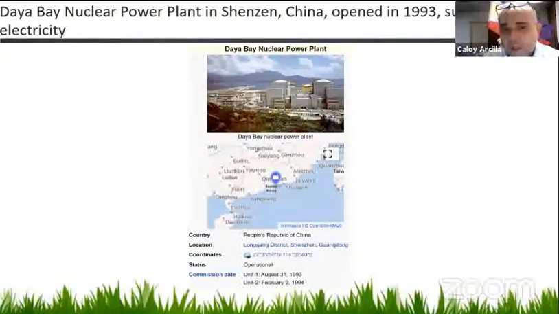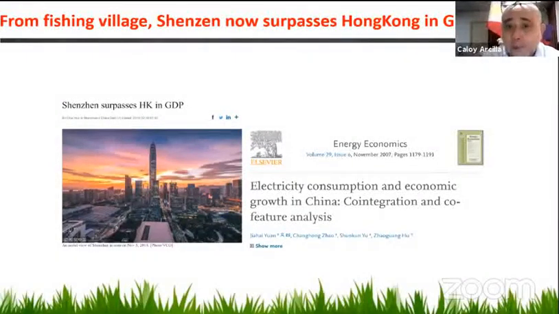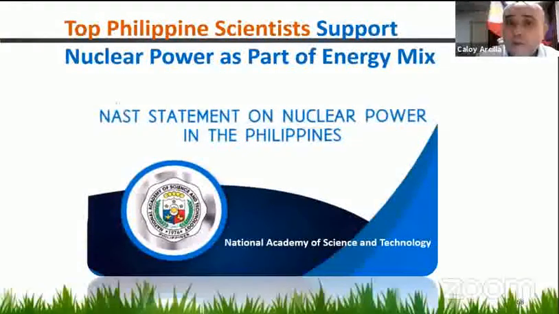And just to illustrate that fact, the Daya Bay nuclear power plant in Shenzhen, China opened in 1993, supplying Hong Kong electricity. Shenzhen was a fishing village. Now, the fishing village surpasses Hong Kong in GDP. And a big part of that can be attributed to its electricity consumption because of the factories that they have there. So these are the things that would have happened had we not stopped the Bataan nuclear plant. The top Philippine scientists also support nuclear power as a part of the energy mix.